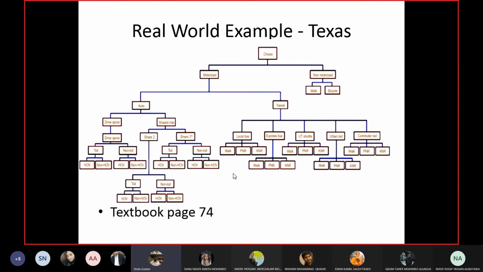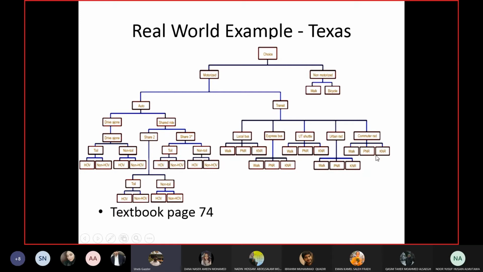This is an example given in the textbook on page 74 for a nested logit model. You can have motorized and non-motorized. Non-motorized can be walking and bicycling, the active modes which I was calling them. Then within auto mode, you can have drive alone or shared ride. And within shared, you can have sharing with two, sharing with three, and so on and so forth. So you can see how many branches they are making.